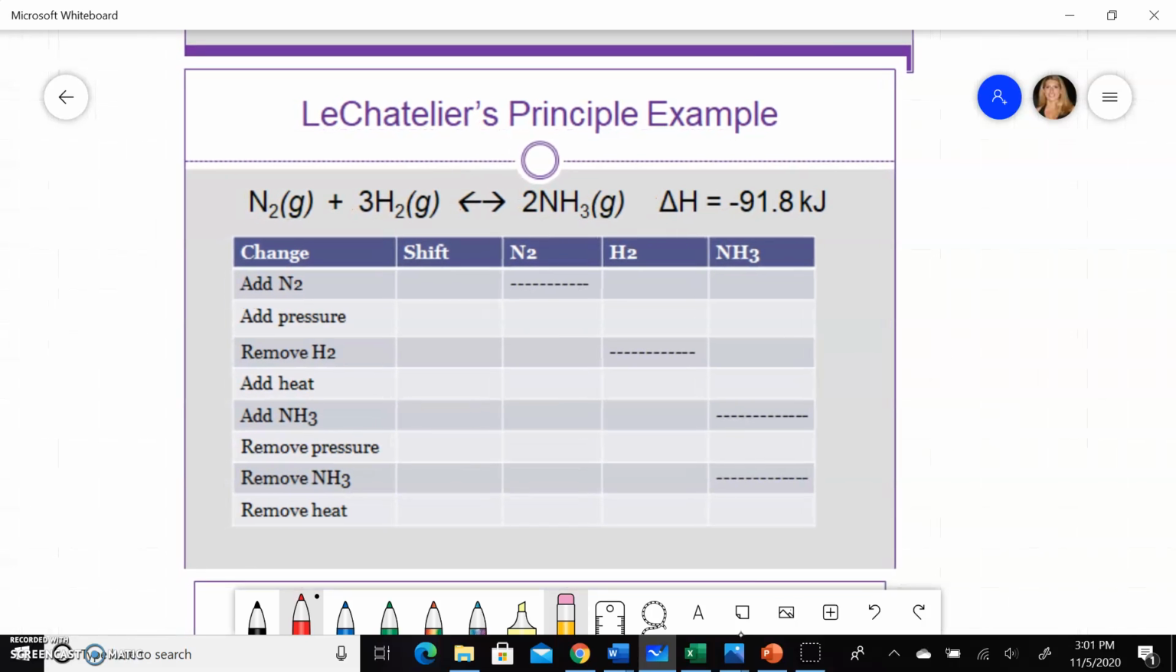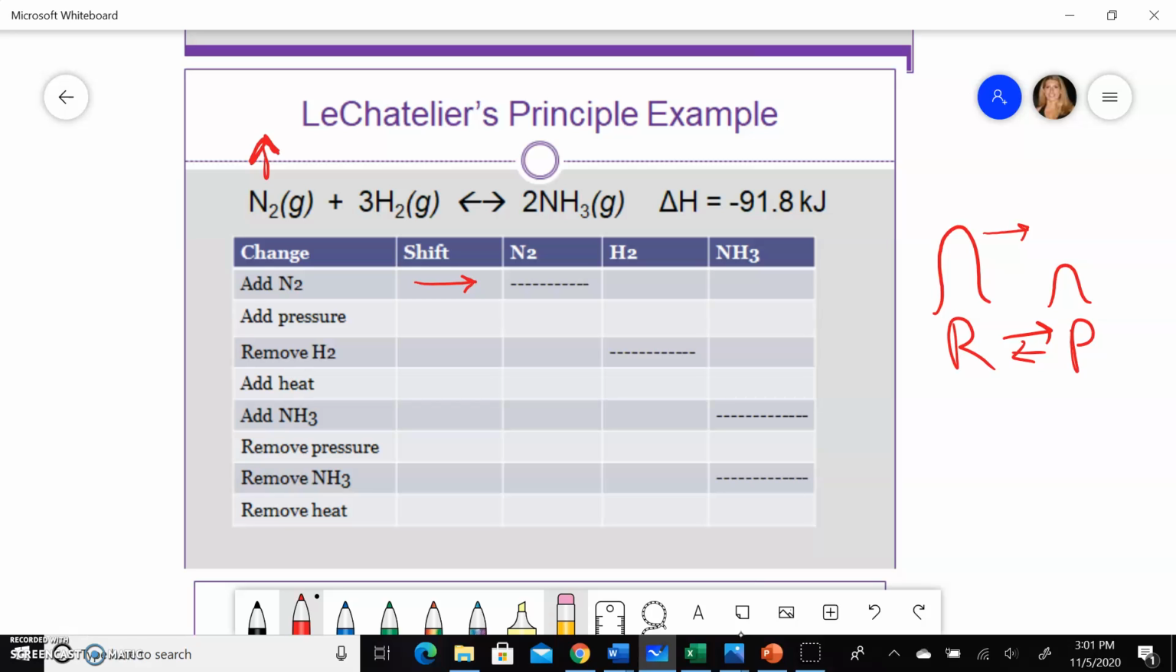Each of these changes over on the left are different ways that you can put stress on this reaction. The first thing says that we're going to add N2. So find N2 in the reaction. We're adding more N2. So if we think about the reactants and the products, N2 is on this side, so that sand pile is getting taller, so you're going to shift it towards the product side because that's a shorter side. So you can either write the word right or you can just draw an arrow.